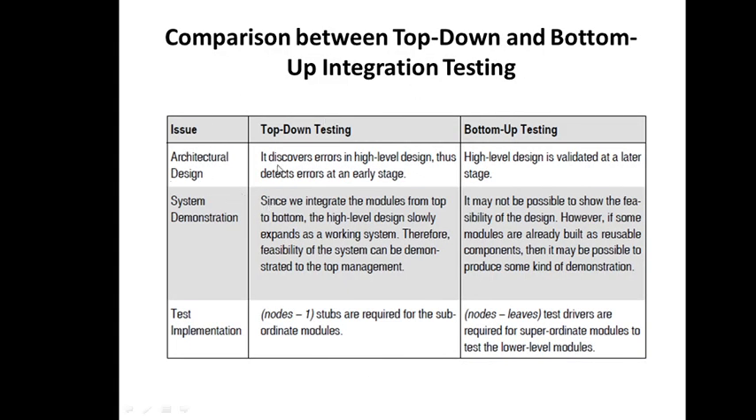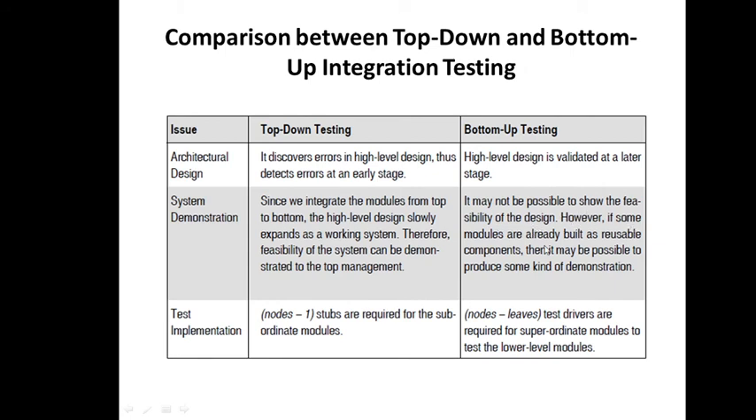Architectural design: top-down discovers errors in the high-level design, thus detecting errors at an early stage. While in bottom-up, the high-level design is validated at a later stage, so errors will be identified later on. System demonstration: since we integrate the modules from top to bottom, the high-level design slowly expands into a working system. Therefore, the feasibility of the system can be demonstrated to the top management. Fine, with top-down we can demonstrate it easily. With bottom-up, it may not be possible to show the feasibility of the design.